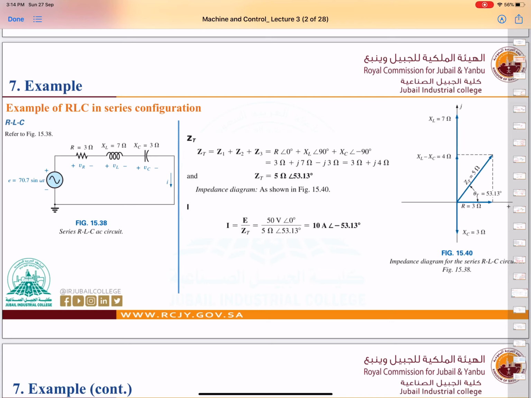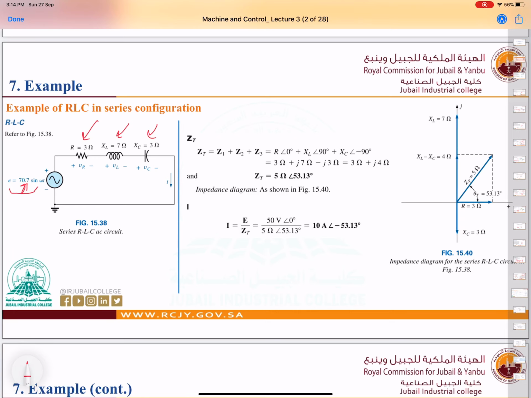Try to practice this example carefully. Now we have a resistor value which is 3 ohm. We have XL here which is 7 ohm. We have XC which is 3 ohm. This is the voltage source, which is 70.7 sine omega t, and we know that this is the voltage maximum, right?